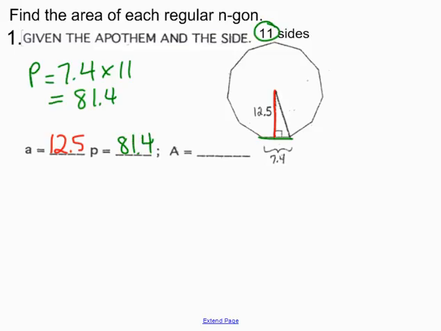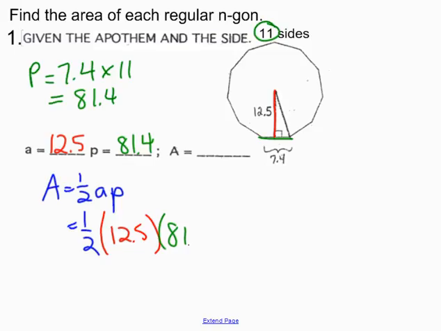So now we have to figure the area. 1/2 AP. And all of that together equals 508.8.